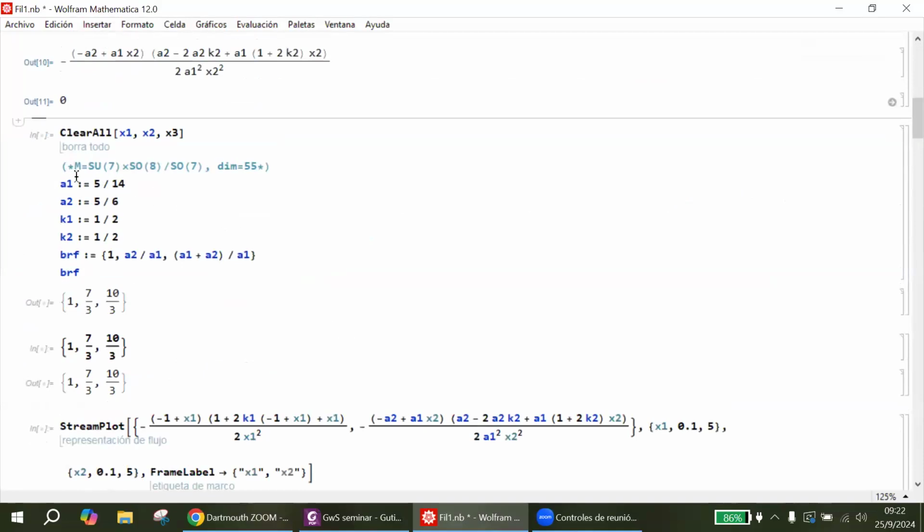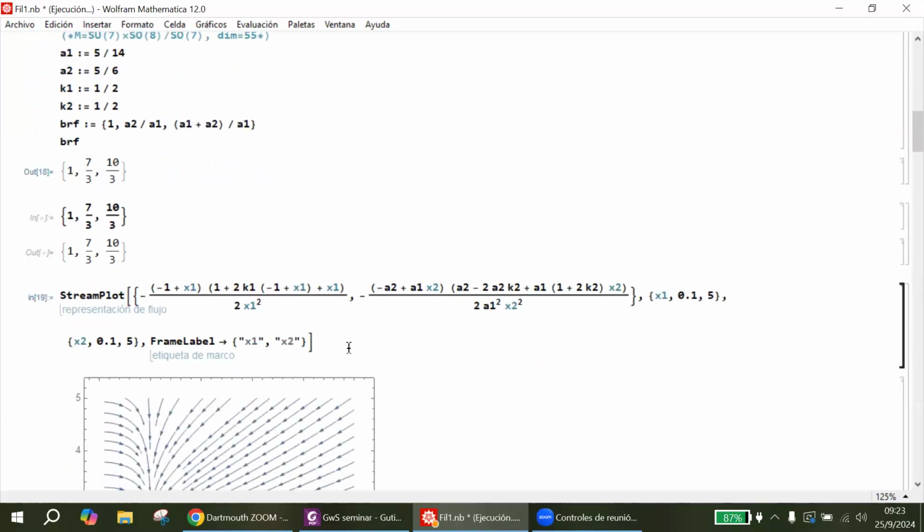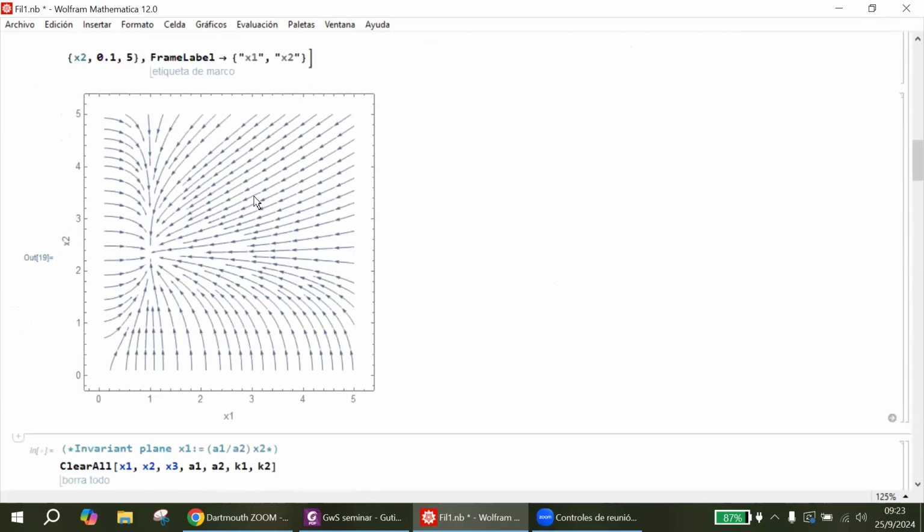We are going to consider the example when M is the 55-dimensional space given by SU(7) times SO(8) over SO(7). Here we have the condition that K is simple, so A1 is equal to 5/14, A2 is equal to 5/6, and kappa 1 and kappa 2 are both equal to 1/2. The bismuth-Ricci flat metric is given by this: A1, 7/3, 10/3, and the plot we have is this.